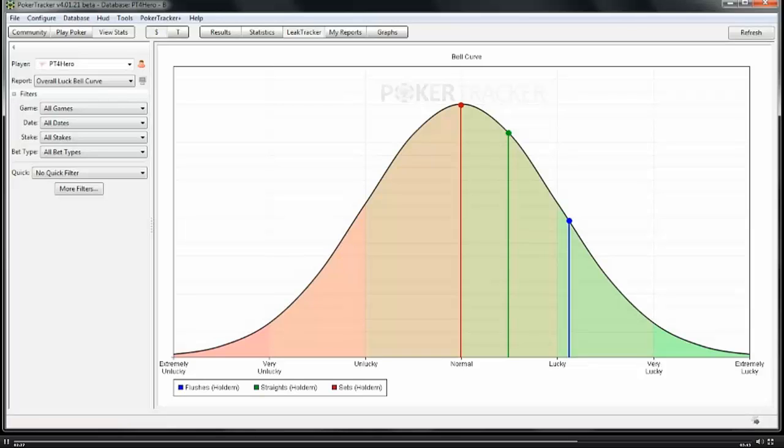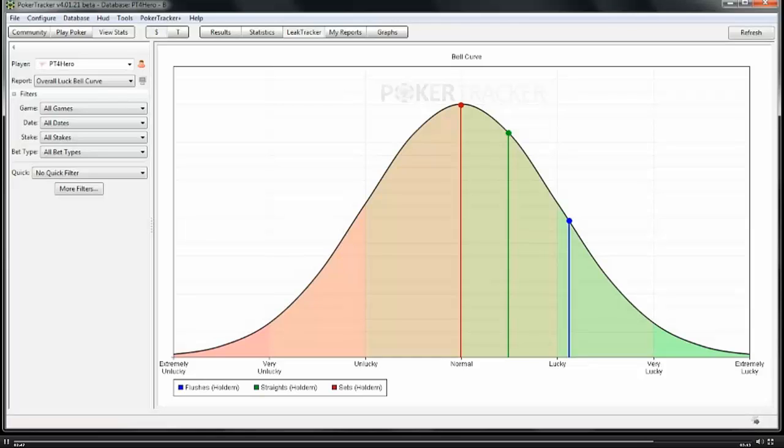You may use the luck bell curve graph in conjunction with Pokertracker 4's filters to view specific scenarios, game textures, or types. The luck bell curve graph can help provide assurance when you are legitimately missing your big hands, or to help remind yourself to focus on improving your game while you're running well.